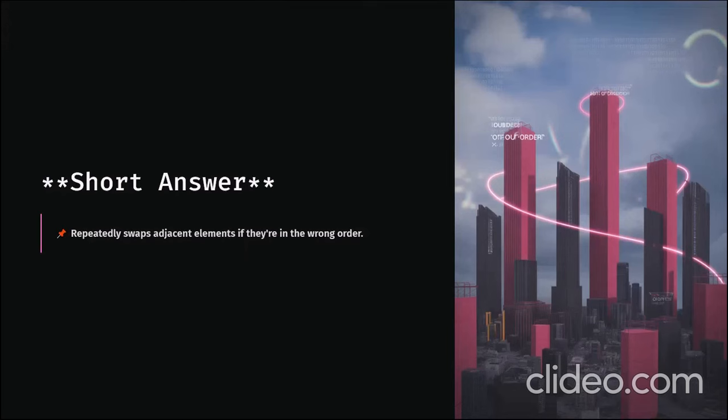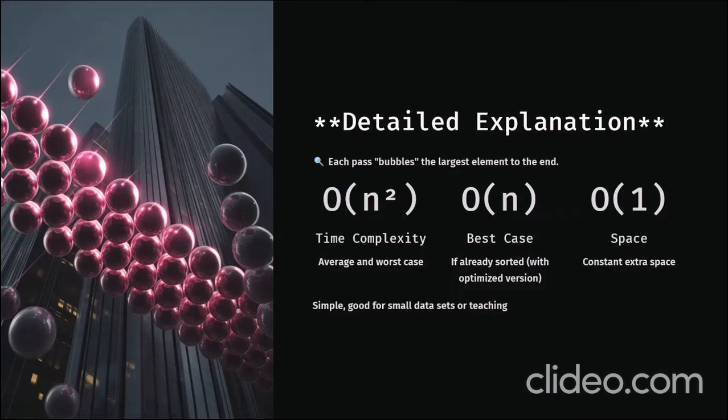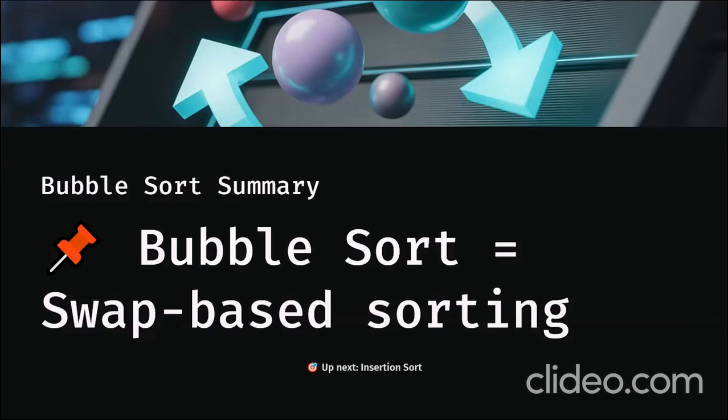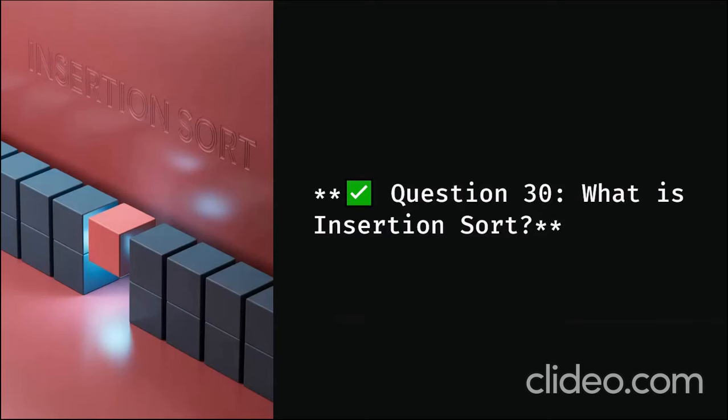Bubble sort repeatedly swaps adjacent elements if they are in the wrong order. Each pass bubbles the largest element to the end. So time complexity, average and worst case. Best case, if already sorted with optimized version, and the space, constant extra space. Simple, good for small data sets or teaching. So bubble sort is equal to swap based sorting.